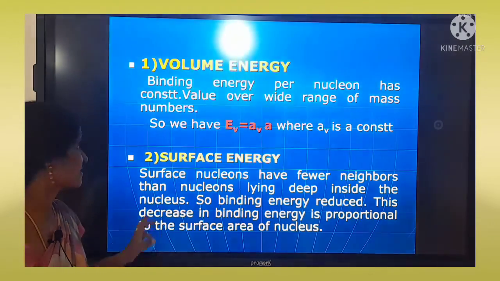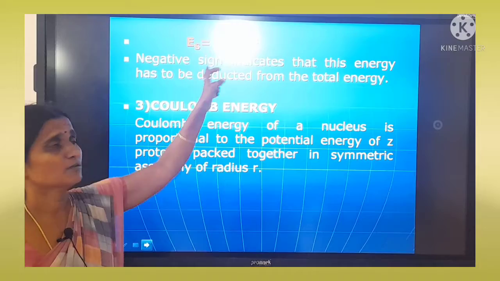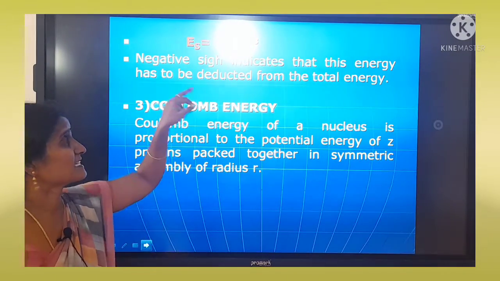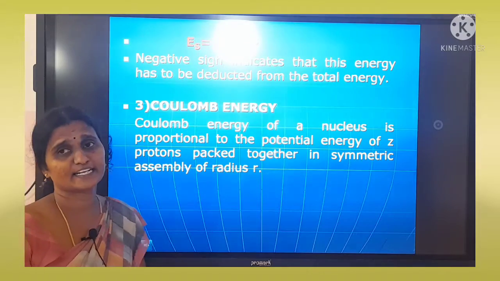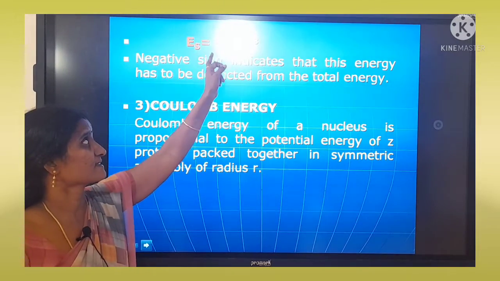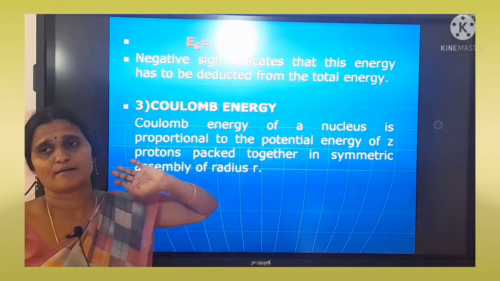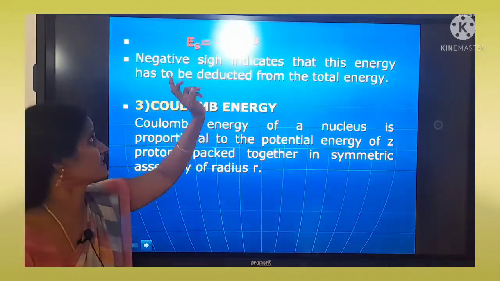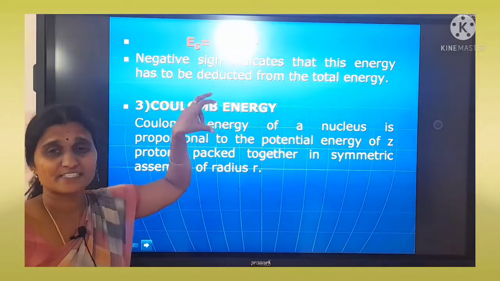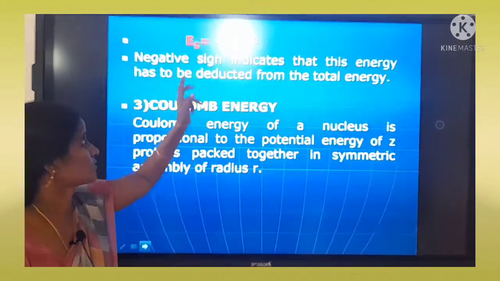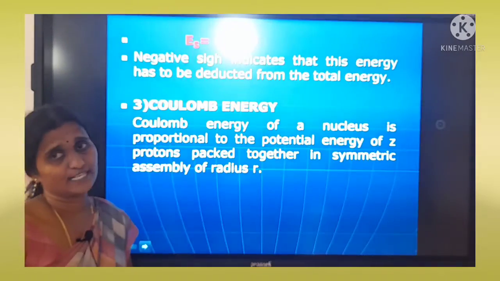This term is represented by E_S equal to minus A_S A power 2 by 3. This reduction is indicated by the negative sign. A_S is a constant, the surface energy term, and A is the mass number. This surface energy is reducing the binding energy, so that's why it is indicated by the negative sign.